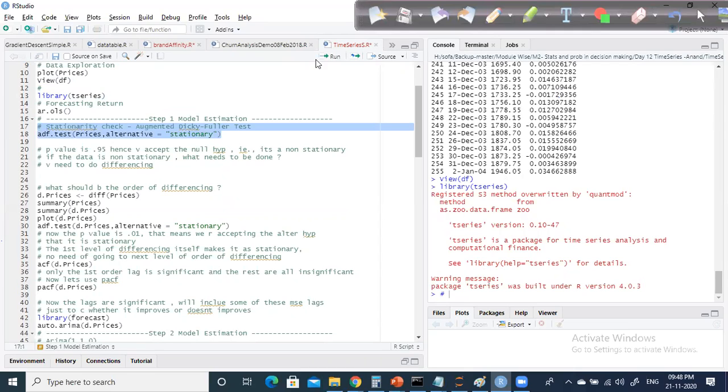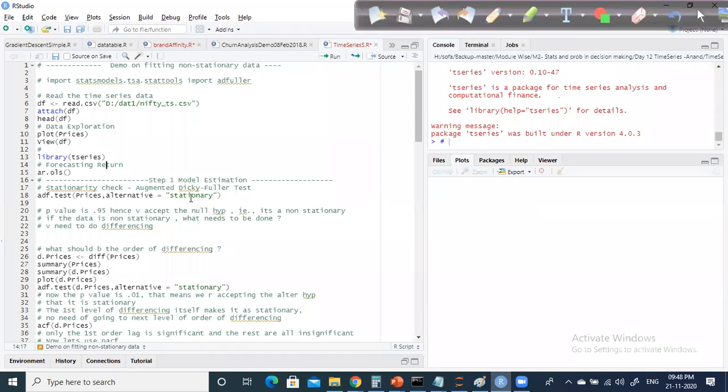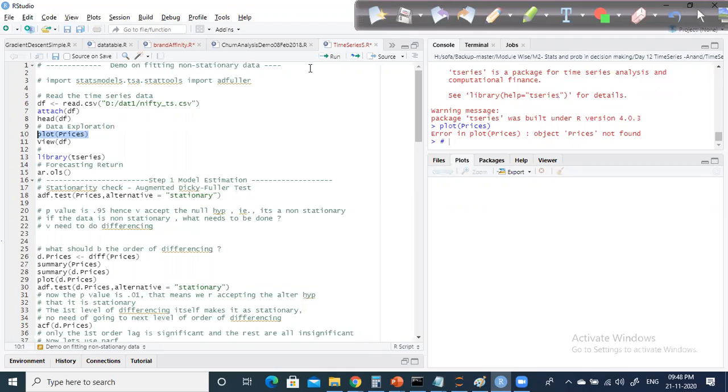So adf.test is nothing but the augmented Dickey-Fuller test. We are going to conduct this test, but before that, we have two columns, price and returns, and I'm going to plot them now. Before I conduct this test, I'm going to plot this. Price is not found. Okay, why?